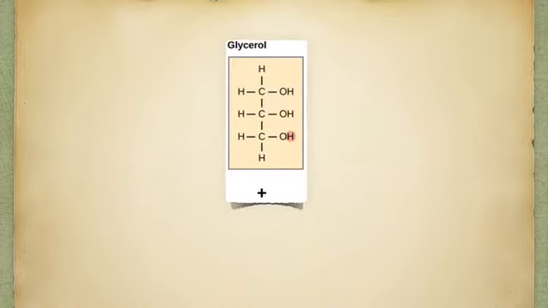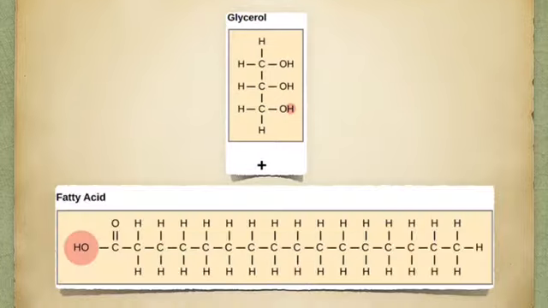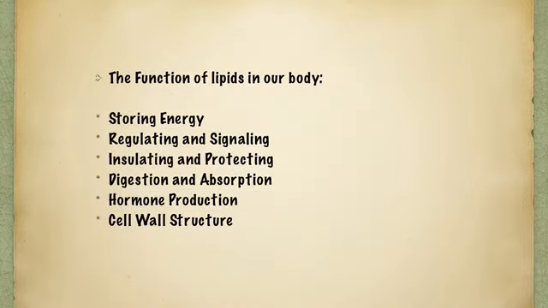A fat molecule also consists of two main components, glycerol, which has 3 carbons, and 3 fatty acids. Lipids also help in our body by storing energy, regulating and signaling, insulating and protecting, aiding digestion and absorption, hormone production, and cell wall structure.